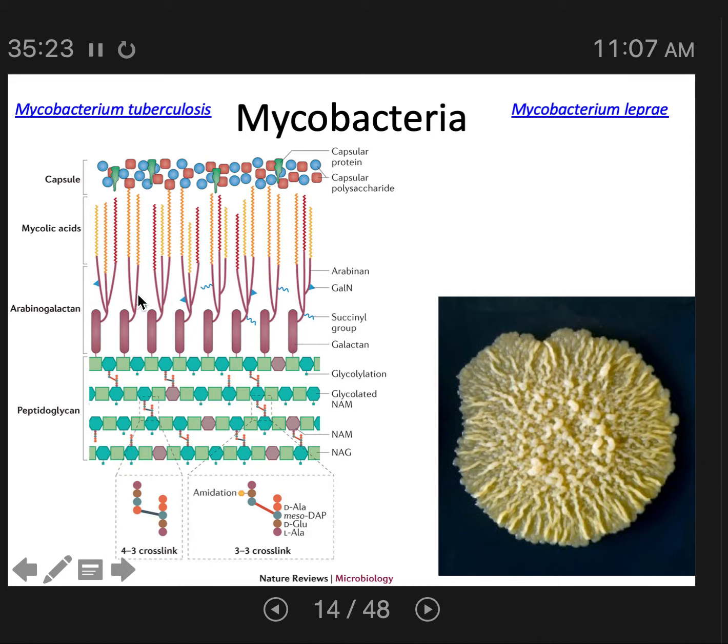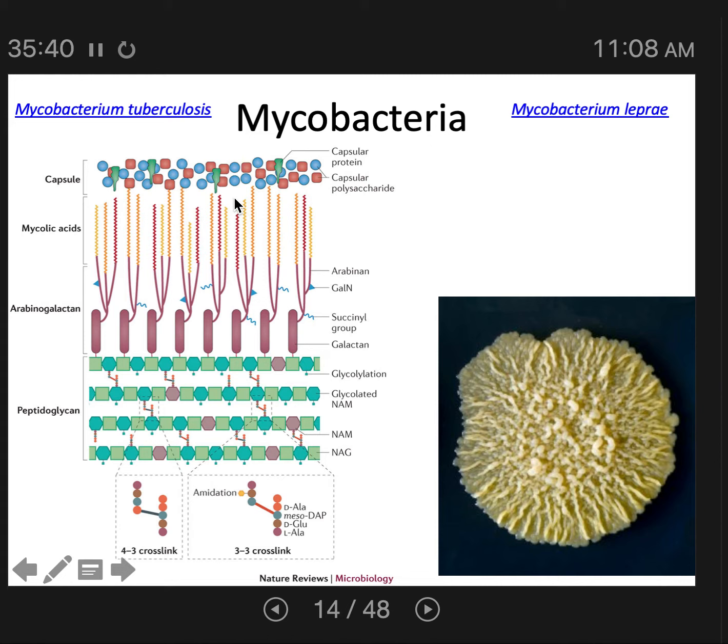This piece is embedded in that peptidoglycan cell wall. It's a part of it. This is a peptidoglycan cell wall with extra bells and whistles. It is not an outer membrane. It is not a lipid bilayer. Okay? It is just an extension of the cell wall with some extra features.